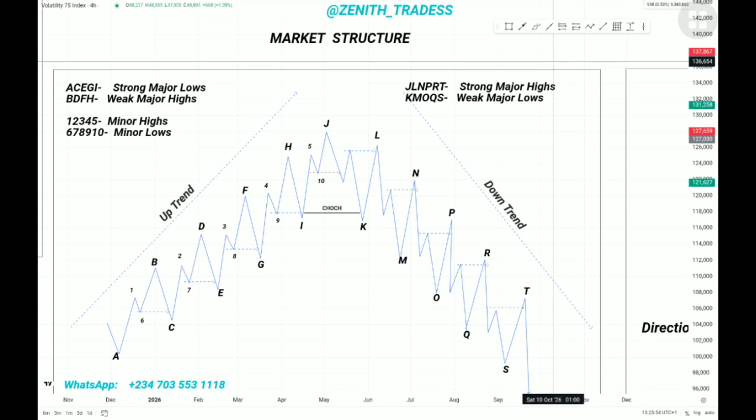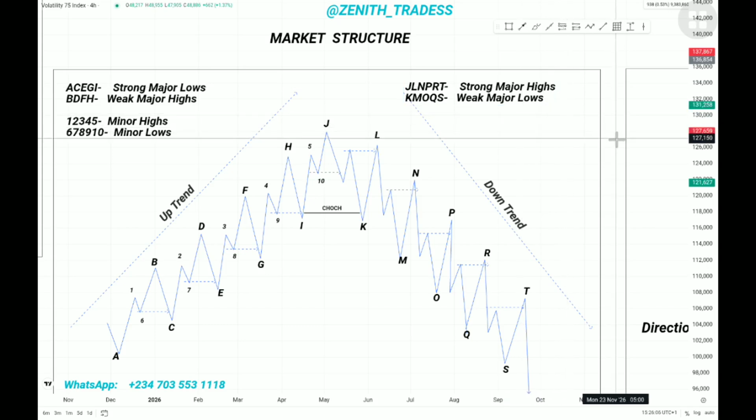It's the same structure we're still using today. The structure has not changed. The only thing that changed is the entry criteria. So go and watch the first 40 minutes of that video for you to understand structure properly. But I'm still going to do a brief explanation here for you now.